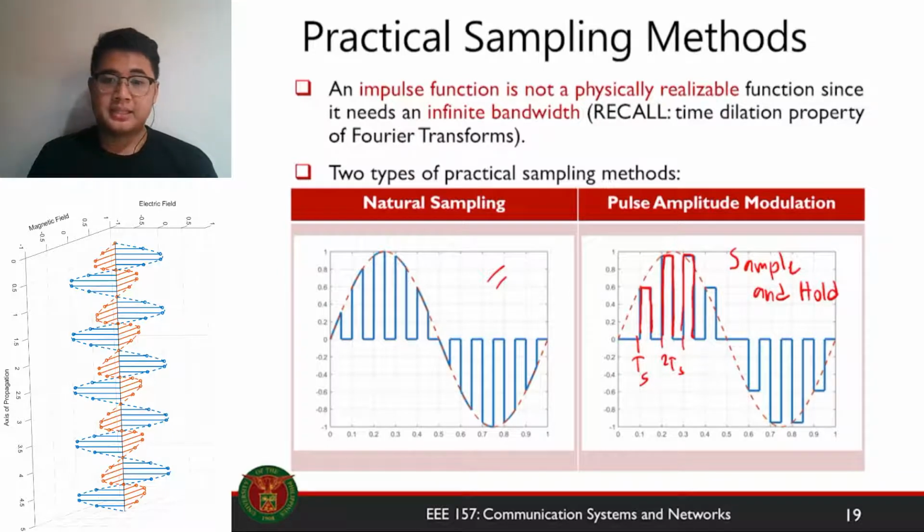Okay? And a rectangular pulse train can actually be physically realized. You can physically realize a rectangular pulse train compared to an impulse train, because it has a finite bandwidth and so on and so forth. Practically, a finite bandwidth. Right? Theoretically, it has an infinite bandwidth, but practically it has a finite bandwidth.